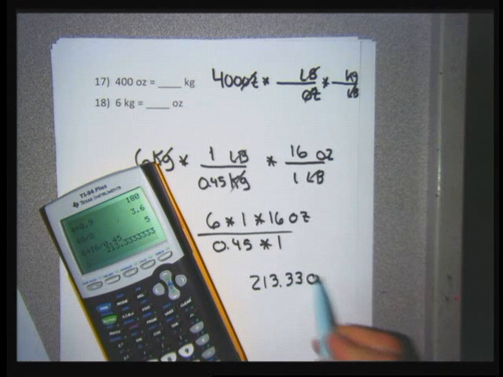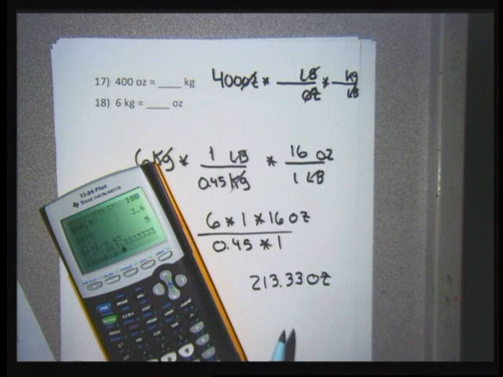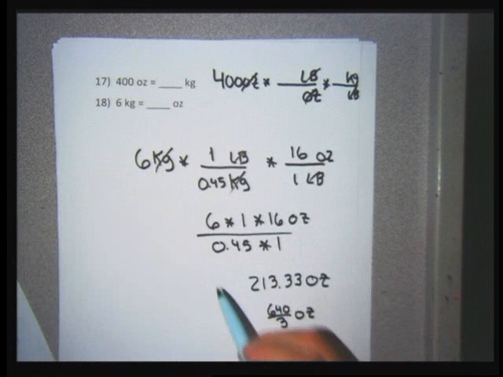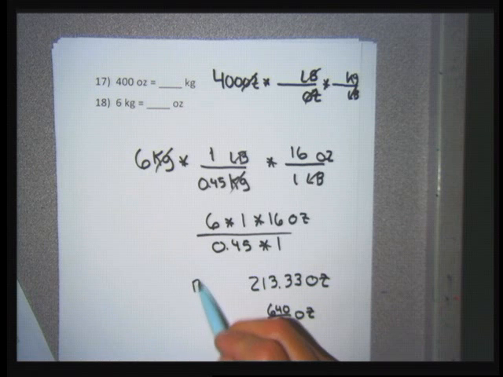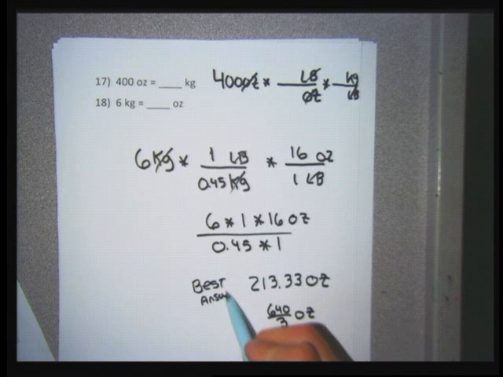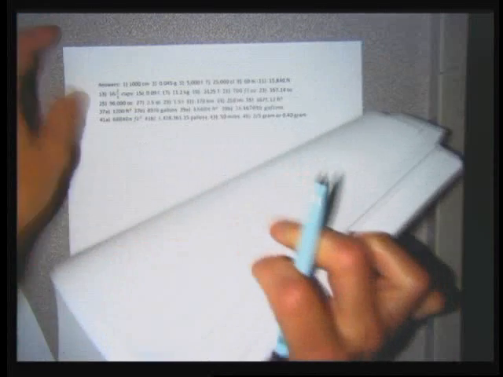213.33 ounces. If you wanted to, you can make it into a fraction, but it doesn't ask for that. To make that into a fraction, you'd hit math, enter, and you could say it's 640 over 3 ounces. But because in the beginning of this set of problems it says round to 2 decimals, the answer I really am looking for is this. So this is, probably just based on the instructions, the best answer for number 18.